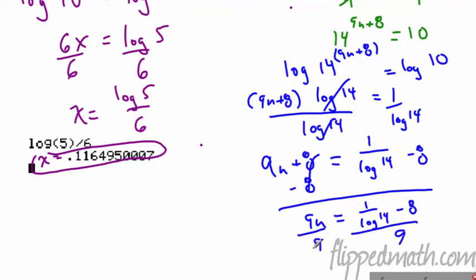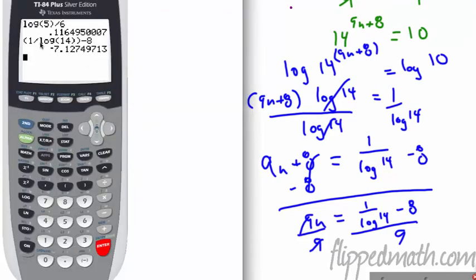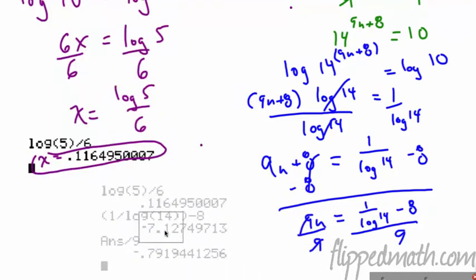Now, how would we do that in the calculator? Let's set that up in the calculator right now. Okay, so we plug in 1 divided by the log of 14, and we subtract 8 from that. And from this difference here, I need to divide by 9. So that's what I'm doing right here. I'm going to get n equals negative 0.7919. Let's bring that down so we can see it.